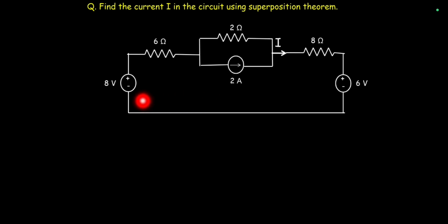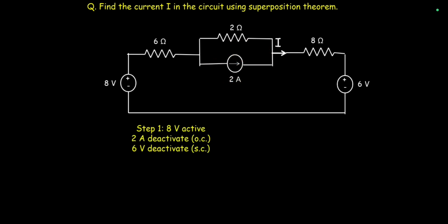Now, superposition theorem is applicable only when there are multiple sources in the circuit. So in this circuit, there are three sources: 8 volt, 6 volt and 2 ampere. Two voltage sources and a current source. In step number 1, we will consider one source only. Let us consider 8 volt active. So 2 ampere has to be deactivated and 6 volt has to be deactivated. This 6 volt has to be short circuited because it's a voltage source, and this 2 ampere has to be open circuited because it's a current source.